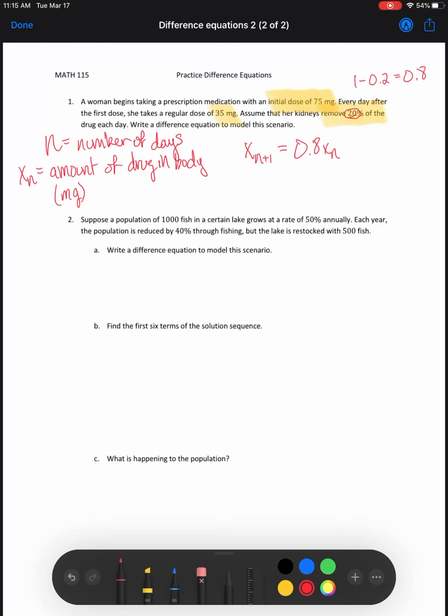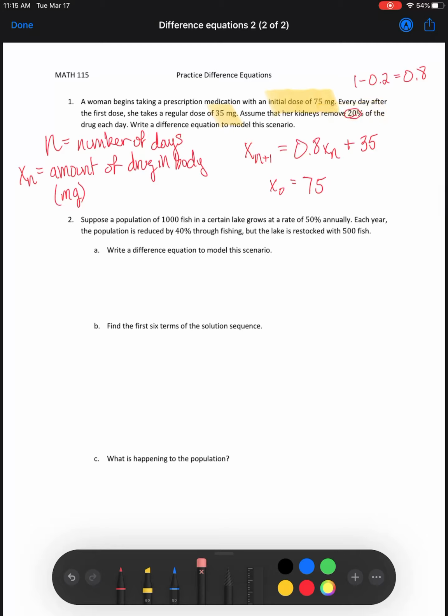All right? And then since this person is taking a regular dose of 35 milligrams, we add that onto the end. And the other important part of the difference equation is the x sub 0, which in this case is 75 milligrams. So for our difference equation, we make sure that we define what the variables are. We have our actual equation part, but then we call this the initial condition, the x sub 0. So your difference equation really needs both of these things here and here.